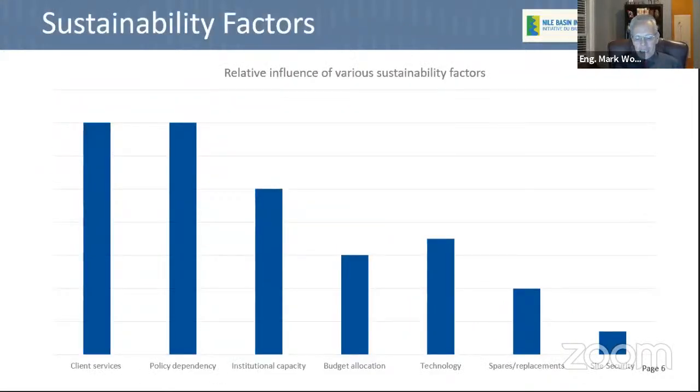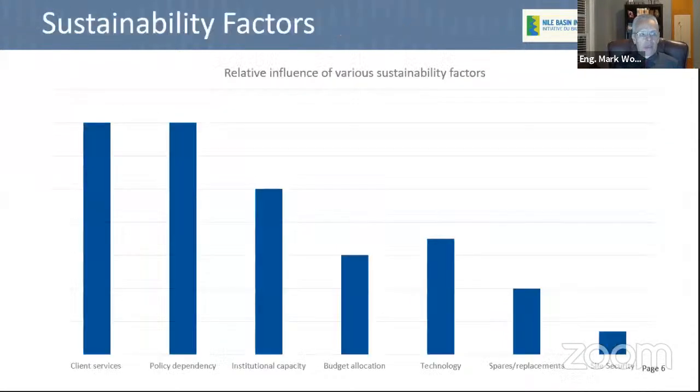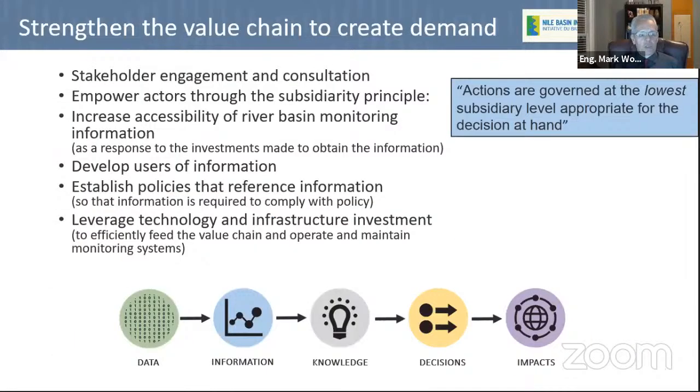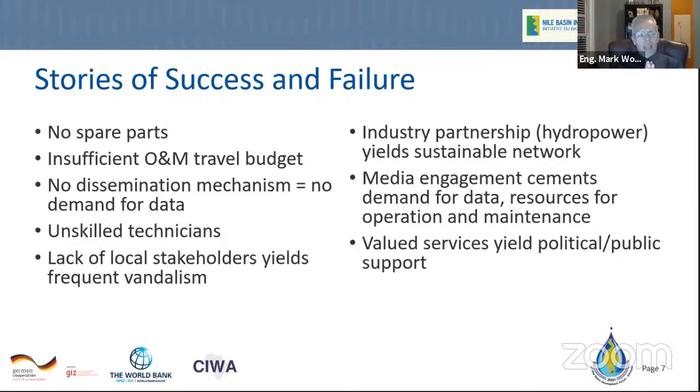Institutional capacity, that's where we're empowering actors. And technology is the piece associated eventually with leveraging the technology so that we can efficiently feed this value chain to operate and maintain our system. So in wrapping up, I'd like to mention a tale of two forecast systems.